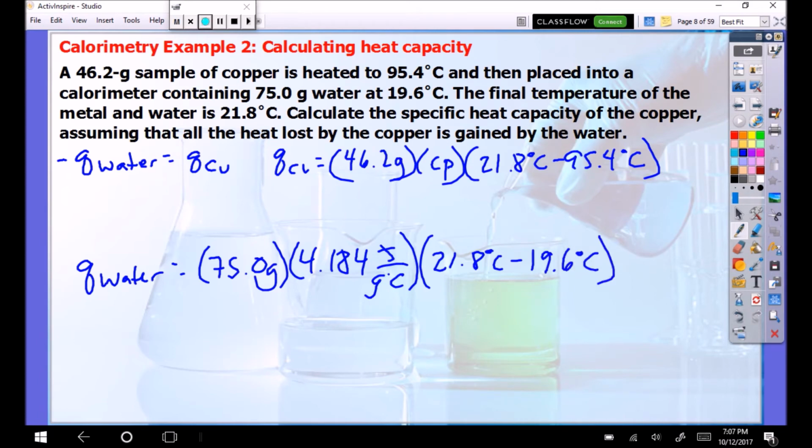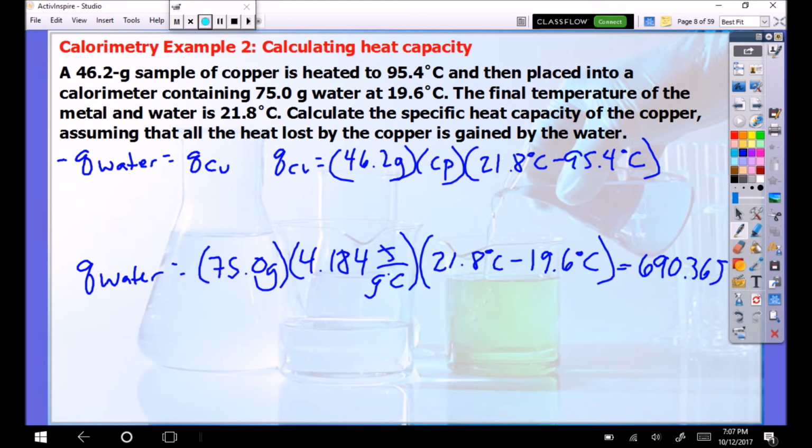Sweet. So if we go through and multiply everything here, 75 times 4.184 times 21.8 minus 19.6. I'm doing this on my own calculator just to save time. We get 690.36. Remember your units, that's joules.